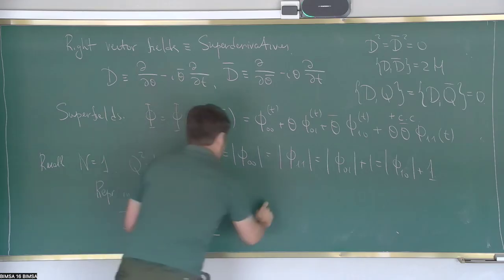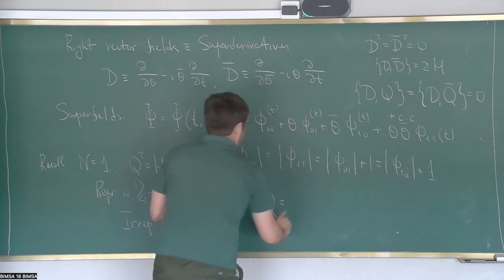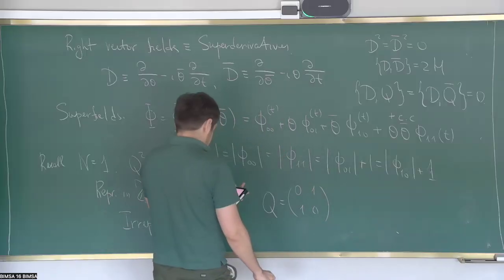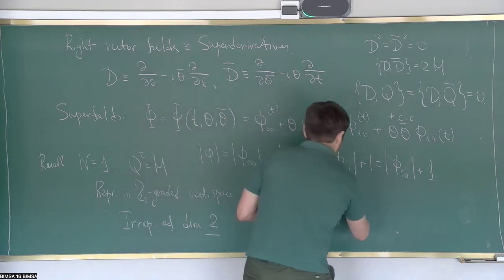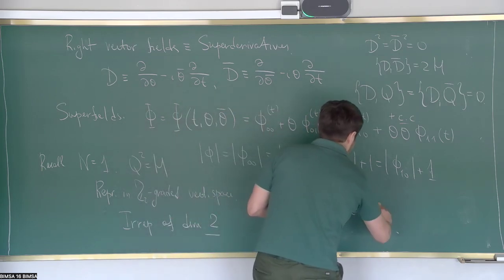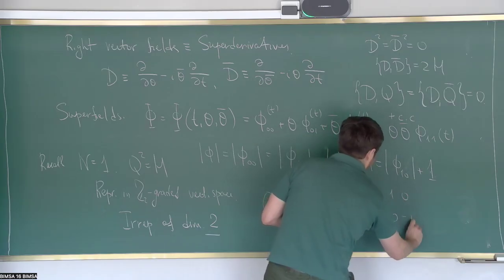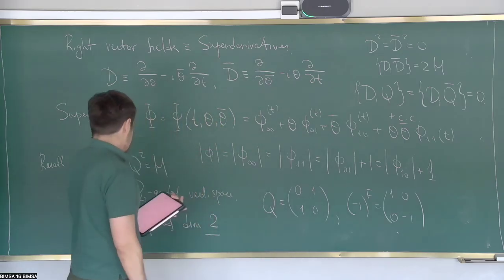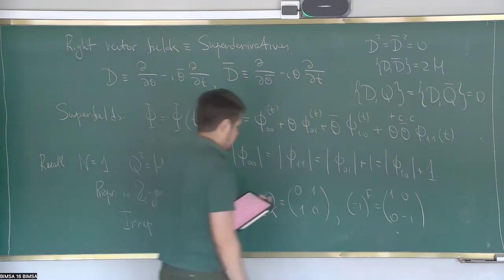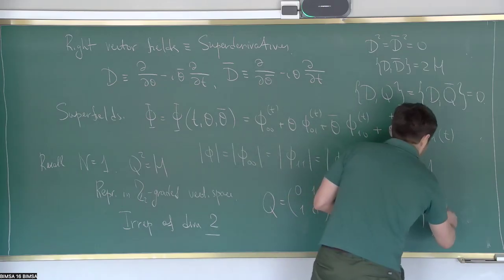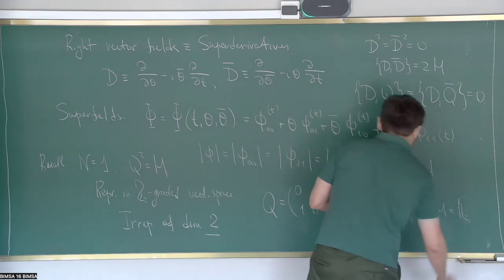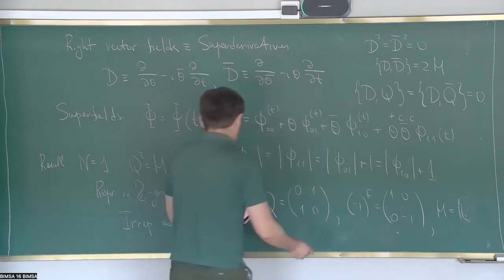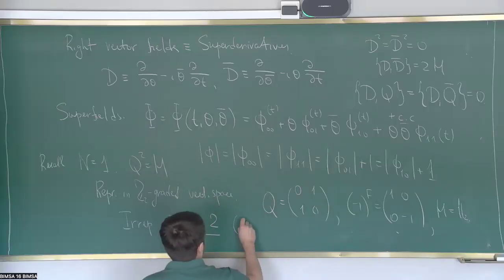Here Q, for example, can be written as the matrix 0, 1, 1, 0, and minus 1 to the F, so the grading can be written as 1, 0, 0, minus 1. They anti-commute, of course. And the Hamiltonian is just the unit matrix. So this is a representation of the real Lie algebra. This can be viewed as a representation in R2.